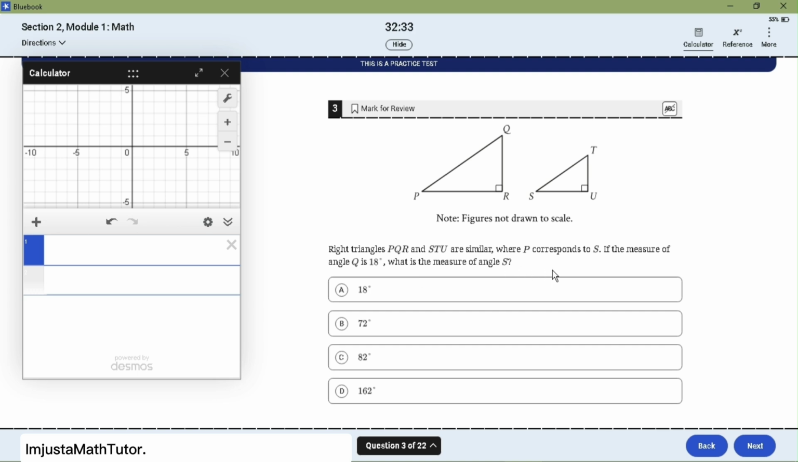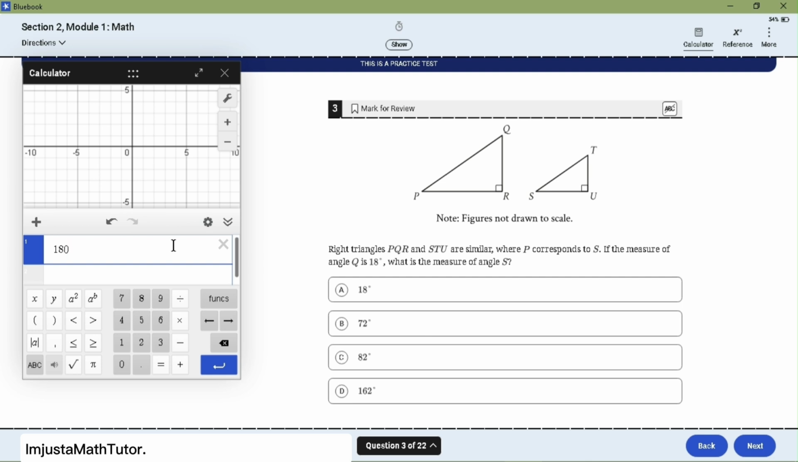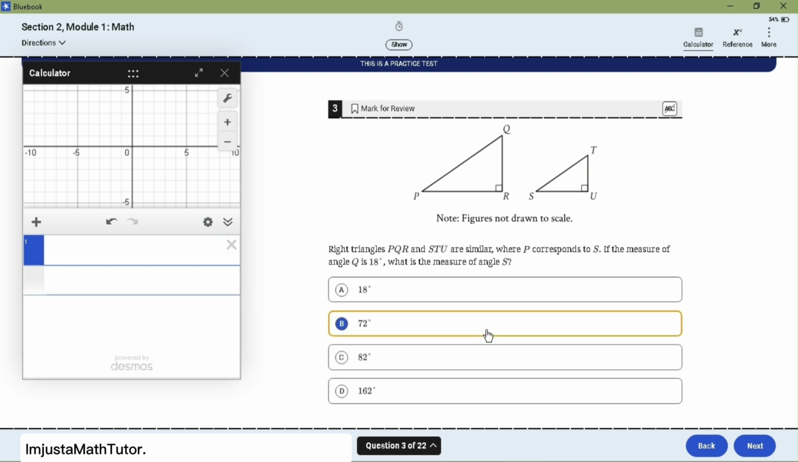We know that the sum of all angles in any triangle equals 180 degrees. Now, PQR is a right triangle, and from the drawing we notice that R is a right angle, which means the angle R equals 90 degrees. And we have the angle Q, which equals 18 degrees. So we subtract these two values from 180. So 180 minus, open parentheses, 18 plus 90, close parentheses, should give us the value of P. Now P corresponds to S, which means P equals S. So our answer is 72, since they are the same angle.